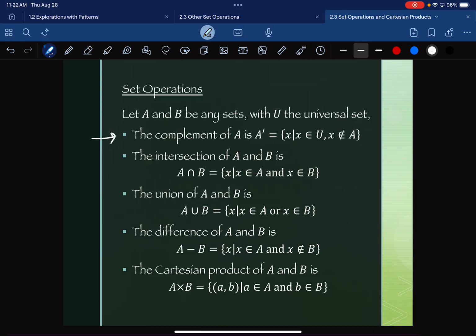We've got the intersection. Remember, this is the things they have in common. We've got the union, where we get everything. We've got the difference, where we get the items in the first but not the second. Okay, it's in the first set A, not the second set B. And the Cartesian product is a collection of ordered pairs. Okay, so for those of you who are filling in notes, I'm going to pause here and let you write those in.